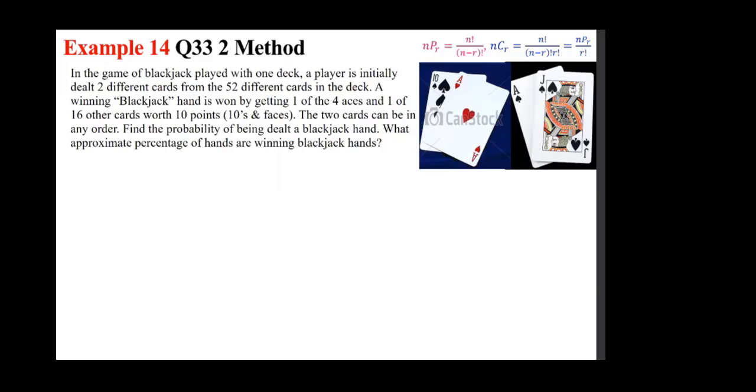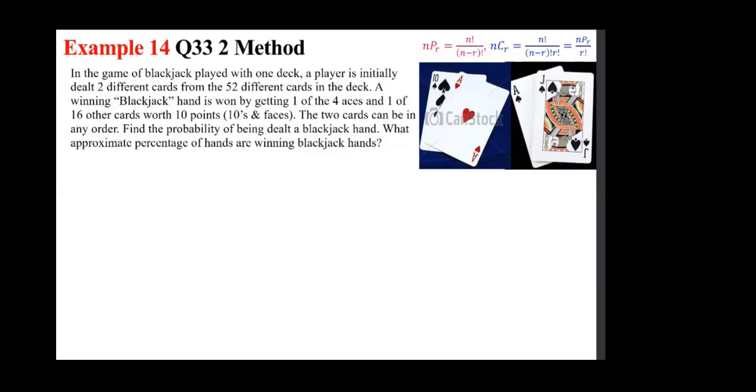A winning blackjack hand is won by getting one of the 4 aces and one of the 16 other cards worth 10 points, tens and faces. The 2 cards can be in any order. Find the probability of being dealt a blackjack hand. What approximate percentage of hands are winning blackjack hands?